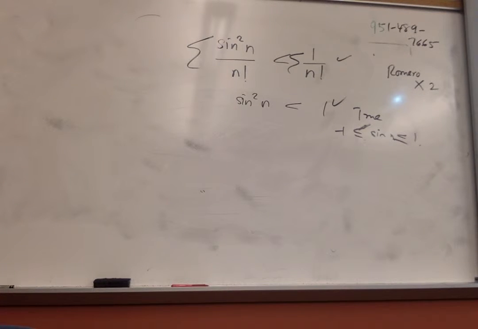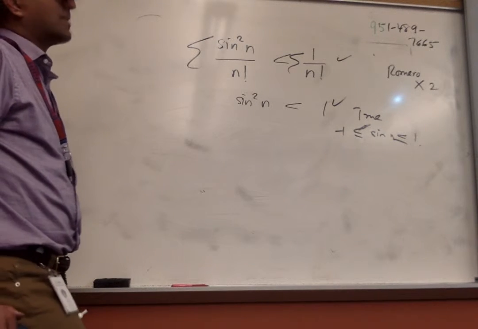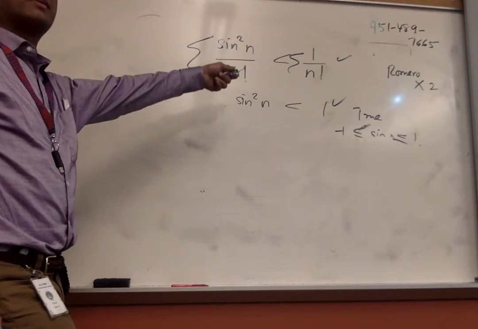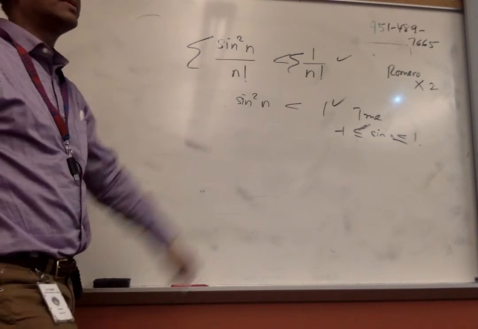Since the summation of 1 over n factorial converges, therefore the summation of sine squared n over n factorial converges by the direct comparison test. Oh, by the way, in case you ask what reason to write for 1 over n factorial, relax, that's a famous series. You don't need to.